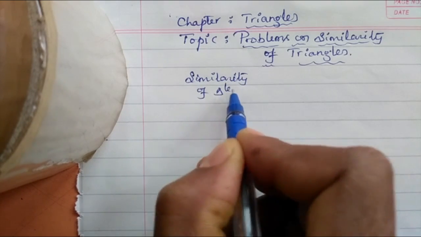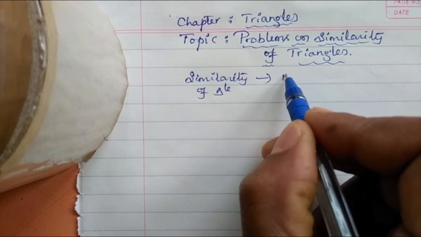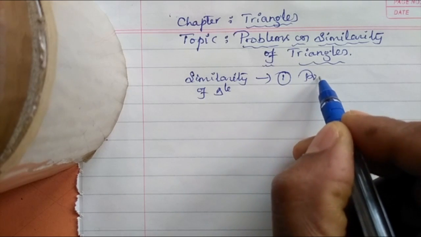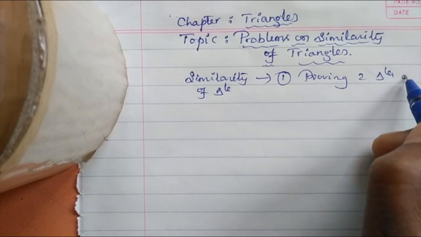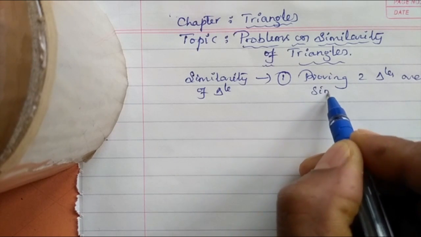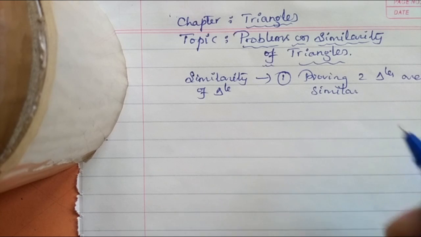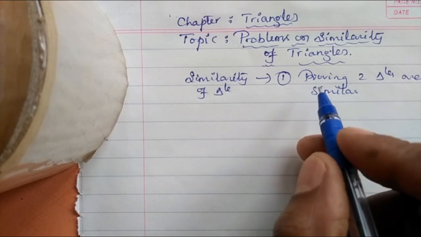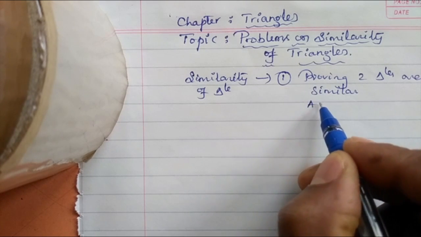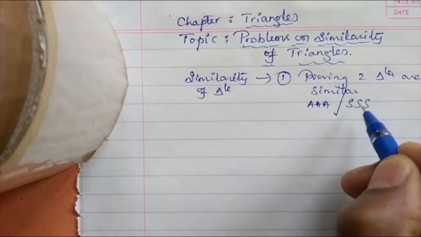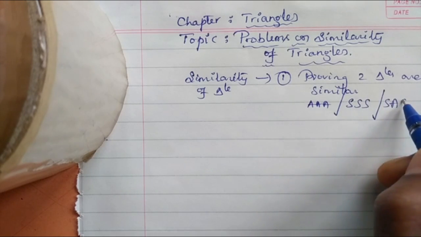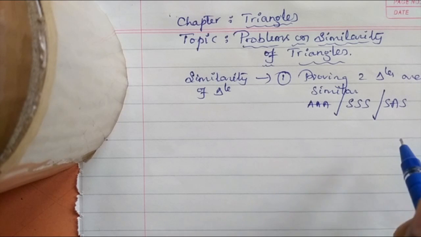Similarity of triangles mainly has three levels. The first level is proving two triangles are similar. First thing is which two triangles are given. Those two triangles you prove as similar. How to prove? There are three criteria: one is the AAA criterion, another is the SSS criterion, and one more is the SAS criterion.